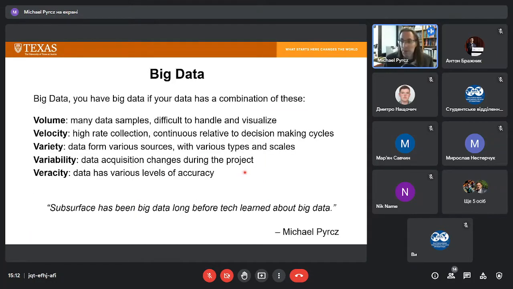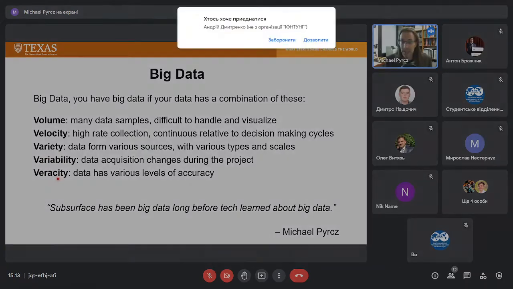Let's talk about prerequisites. Anybody here working with big data? Anybody have big data experience? If you look up big data online, you'll get this definition. The criteria for big data are the V's: volume, velocity, variety, variability, and veracity. Let me explain a couple of these.